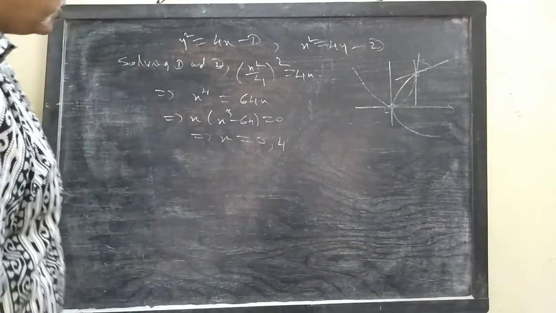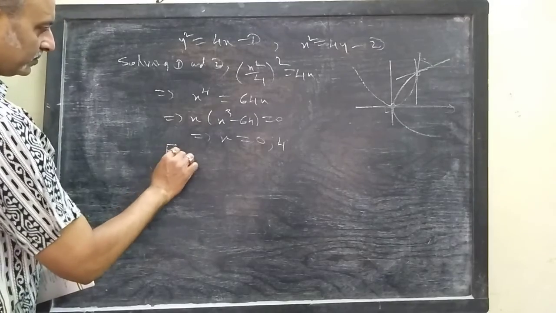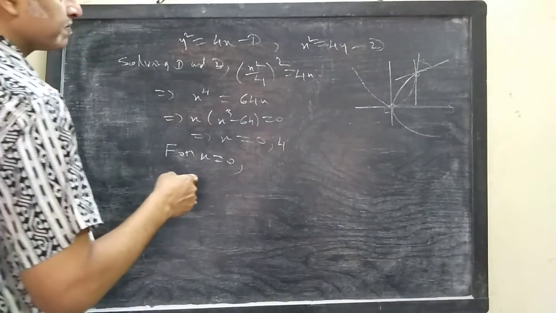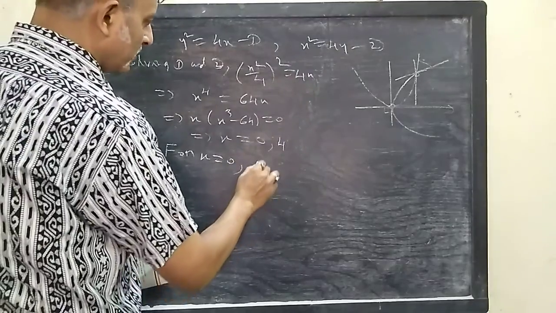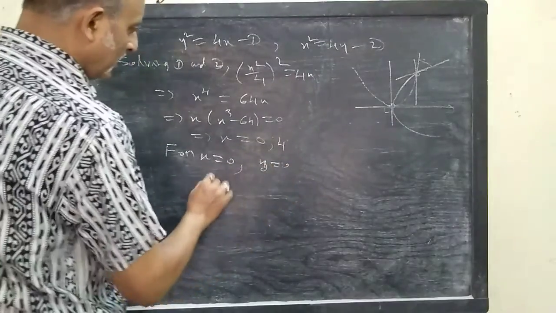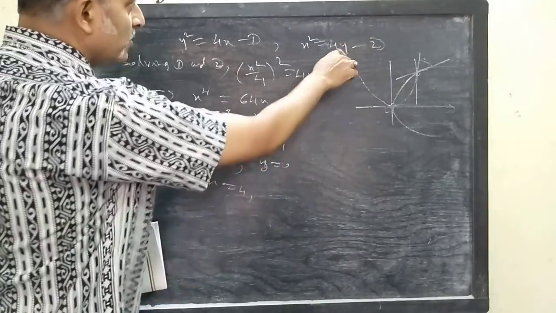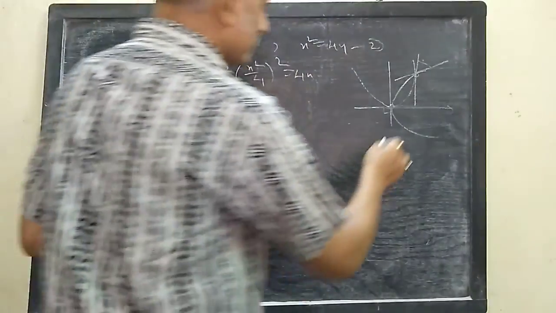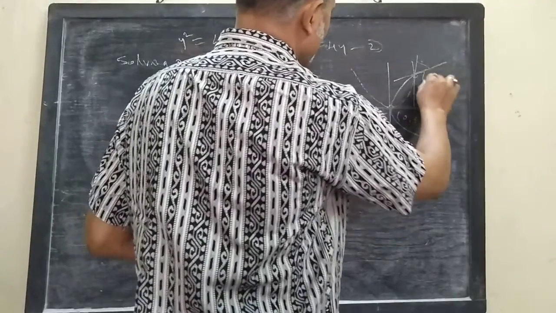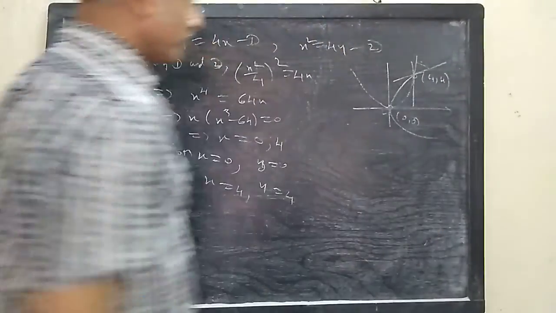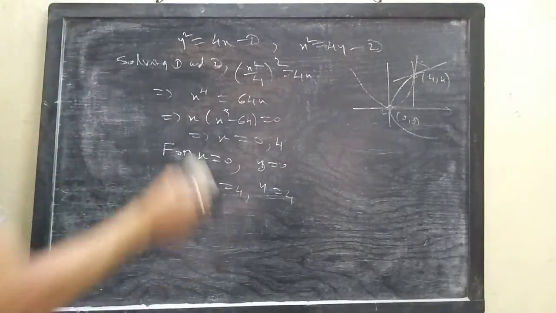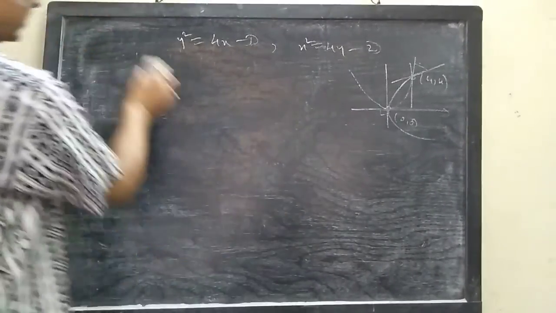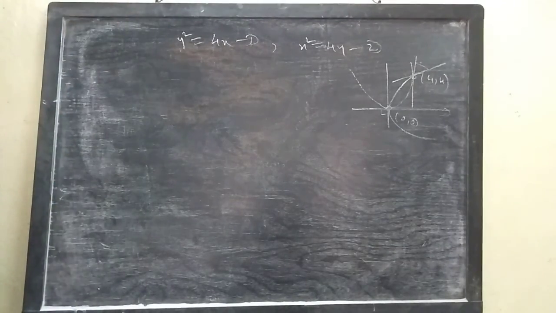Okay. Now for x equals 0, from this relation we get y equals 0, and for x equals 4 we get y equals 4. So our points of intersection are 0, 0 and 4, 4. Next, our duty is to find dy dx for each curve.